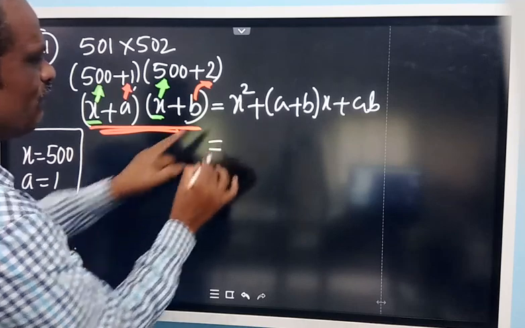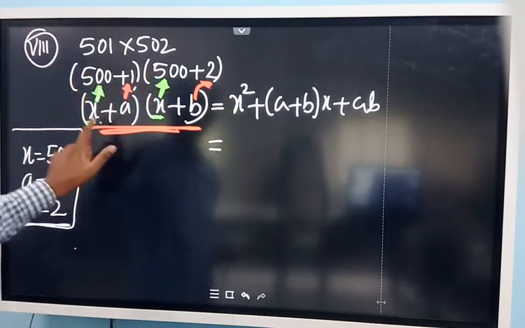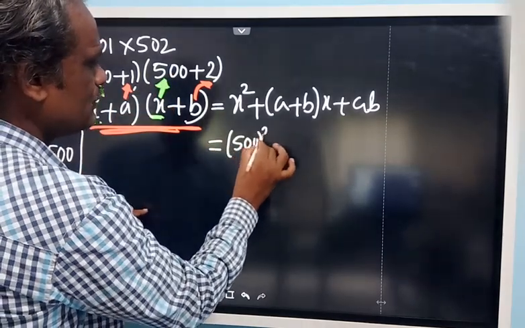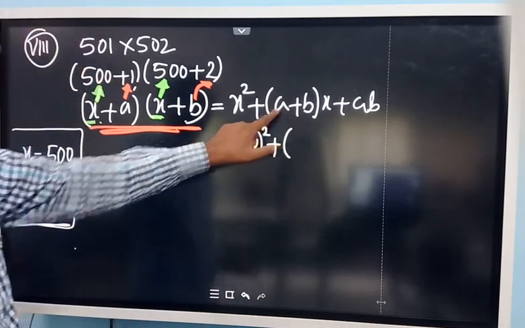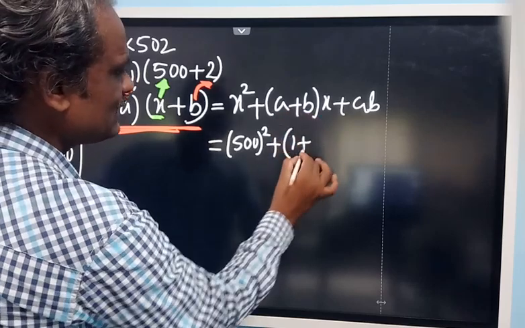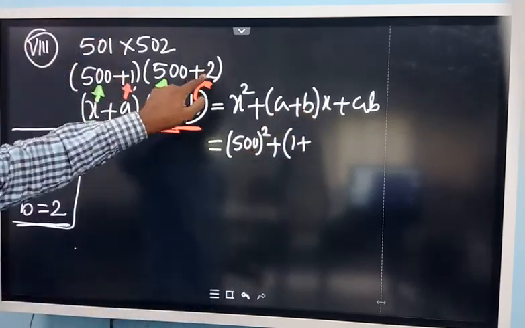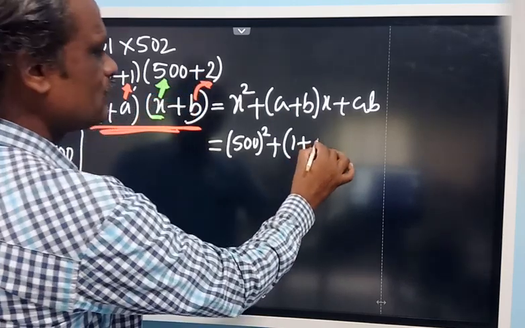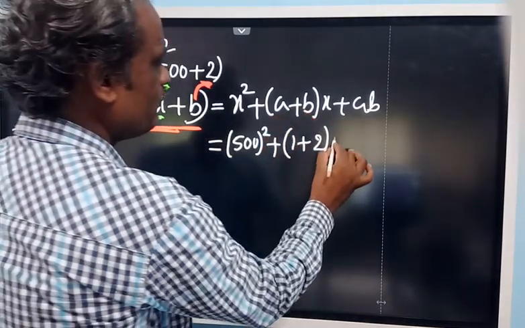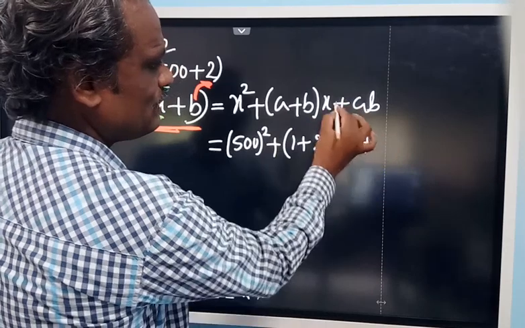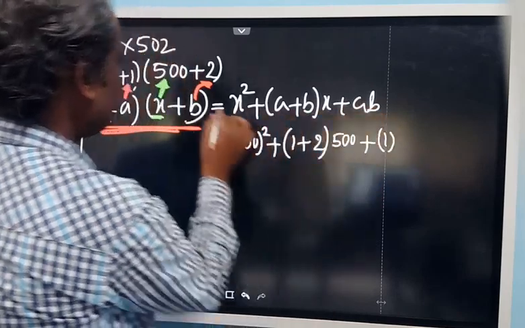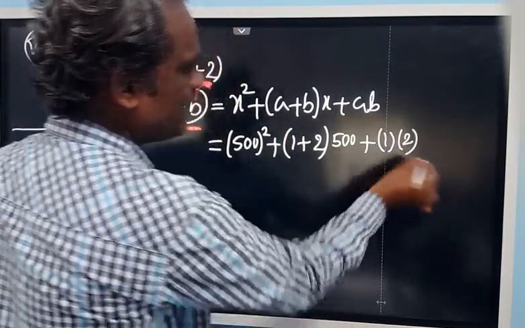Now you substitute in this formula. X square, what can you write for x? x you can write 500. So 500 square plus, write the bracket. Here look at a. What is a? a can take 1. Then you write this plus as it is. b, instead of b you can write 2. x value again, 500 into 500 plus this plus you write. Again a value is 1 into b value, it is 2. So 1 into 2.